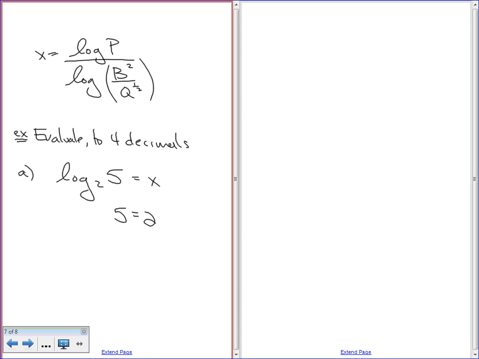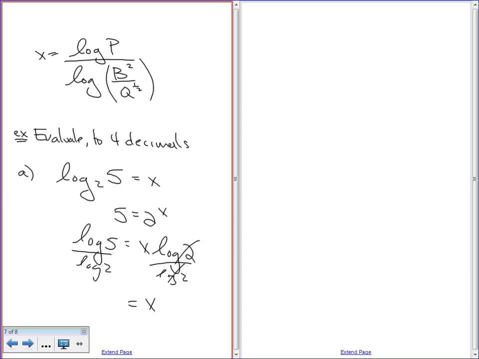5 is equal to 2 to the exponent x. This is an exponential equation where the bases aren't the same. We just learned how to solve those by taking the log of both sides. So I take the log of both sides, then I move the exponent down in front. Dividing both sides by the log of 2, x is equal to the log of 5 divided by the log of 2.